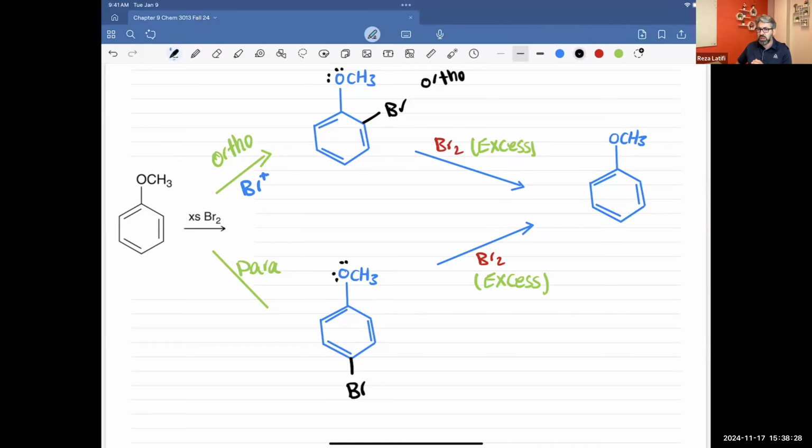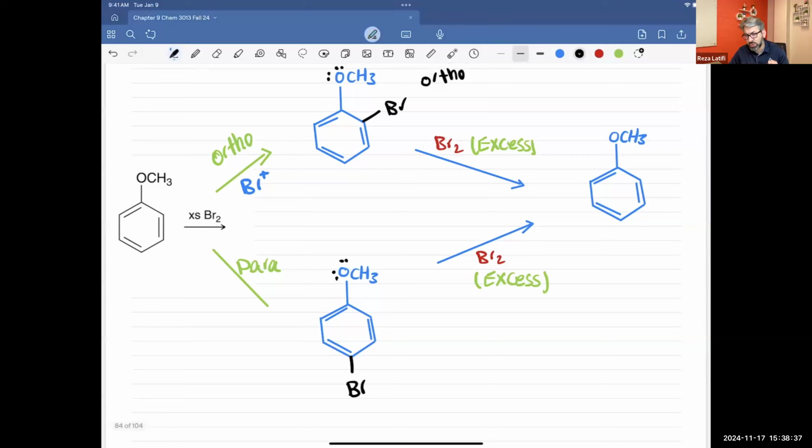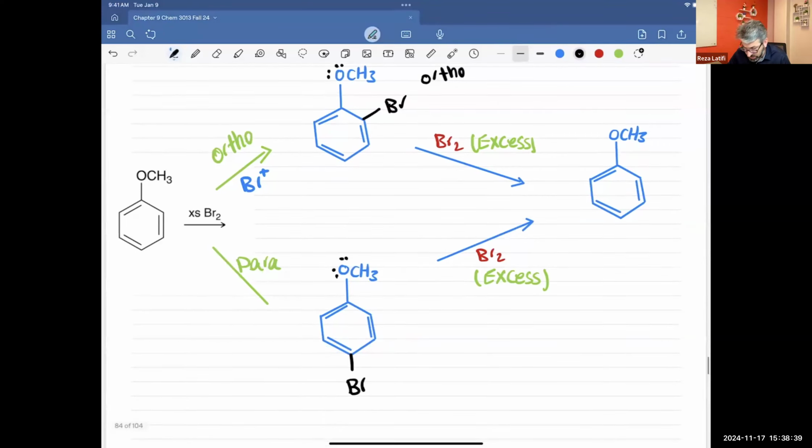Okay, 2 steps more, and regardless of whether you have the ortho product or the para product, it will occupy technically any ortho or para position. And so if you had the ortho, for example, it will add 2 more bromines, one here, and the next one there, until you get technically the tribromoanisole product. And again, with the para, same story.